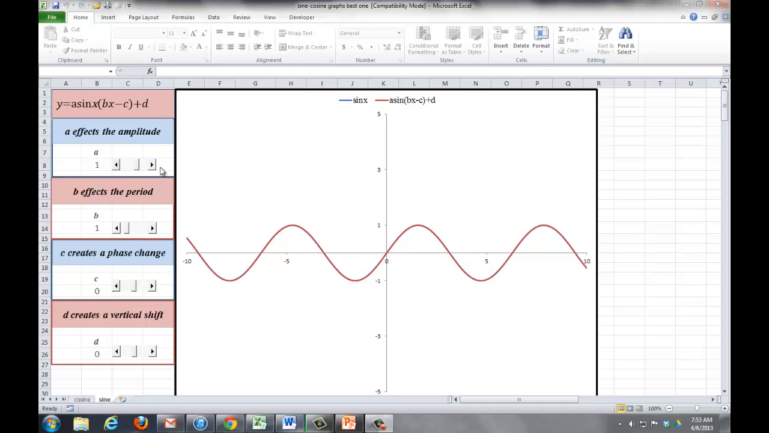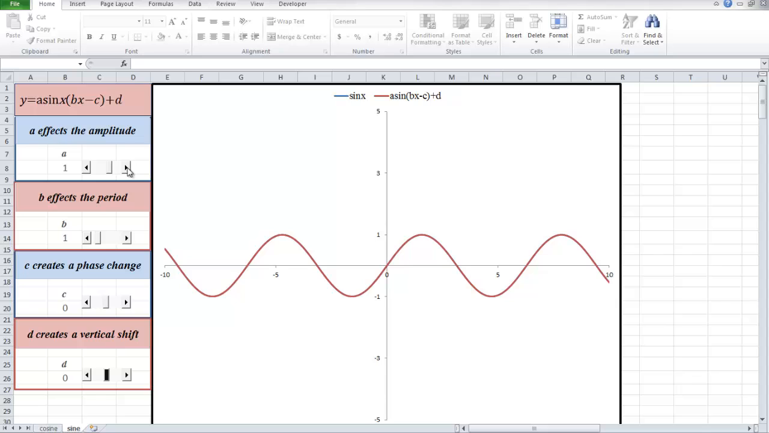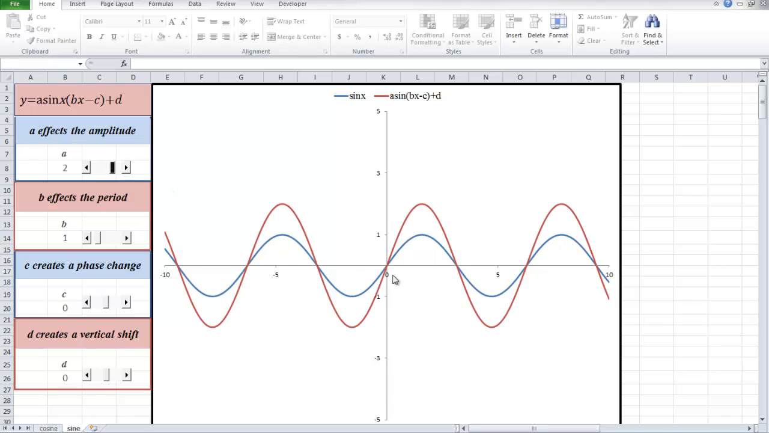For example, if I want to change the amplitude, I can do that by simply using my slider bar here. If I give it a moment, it'll jump up, and you'll see that the amplitude has now changed. There it goes. All I did was leave everything else the same in this equation, except now A is equal to 2. That just doubled my amplitude. It didn't have any effect on my period whatsoever.